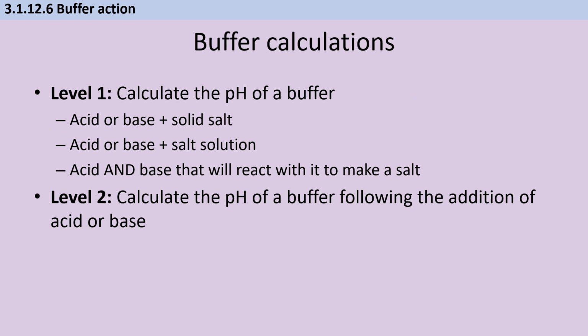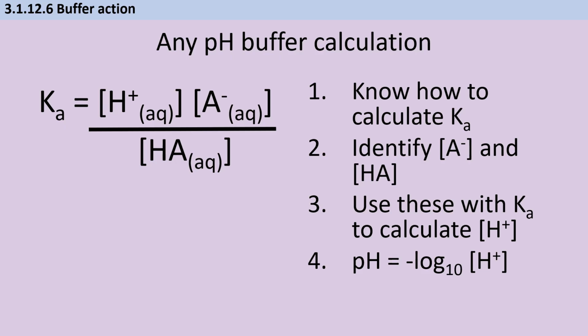You should be able to calculate the pH of 3 different types of buffer and also the pH of that buffer following the addition of acid or base. For any pH buffer calculation, start by writing an expression for Ka, then identify the anion concentration and the acid concentration and use these with Ka to calculate the hydrogen ion concentration, which can then go into your pH calculation.